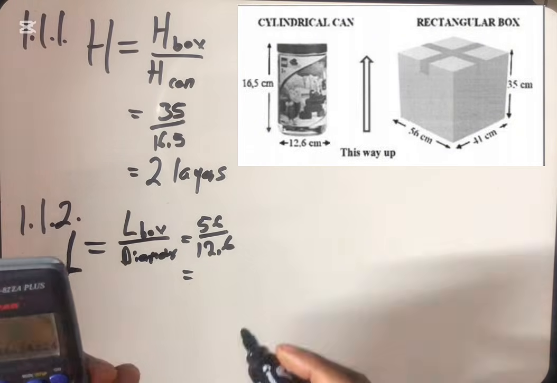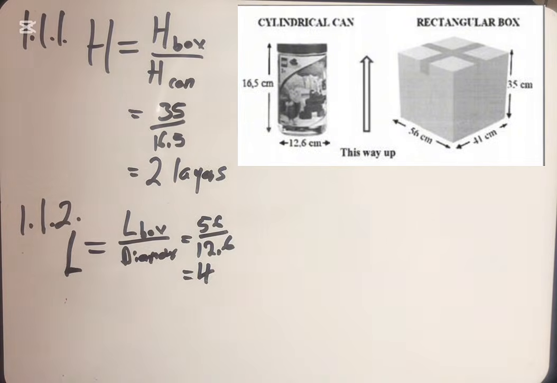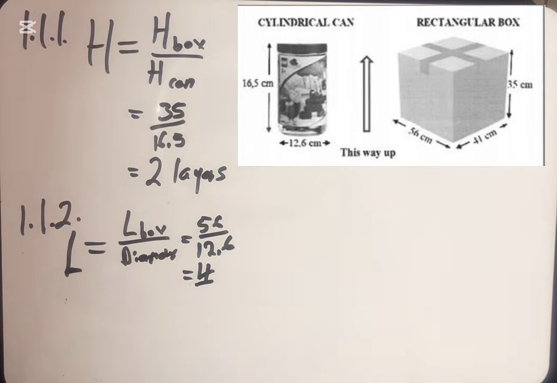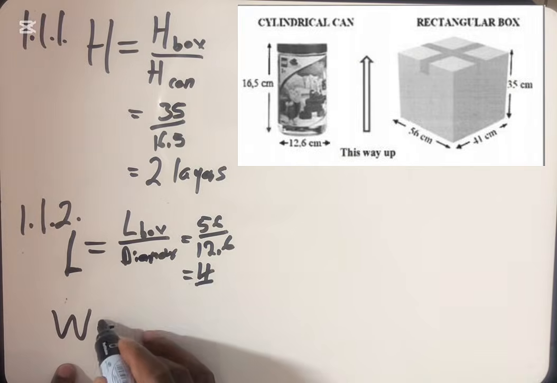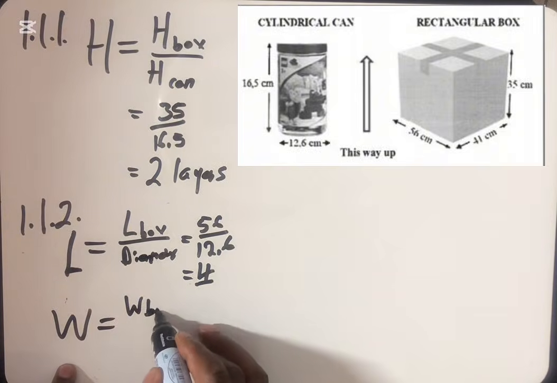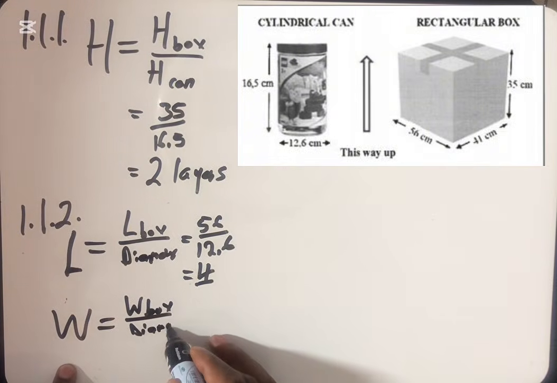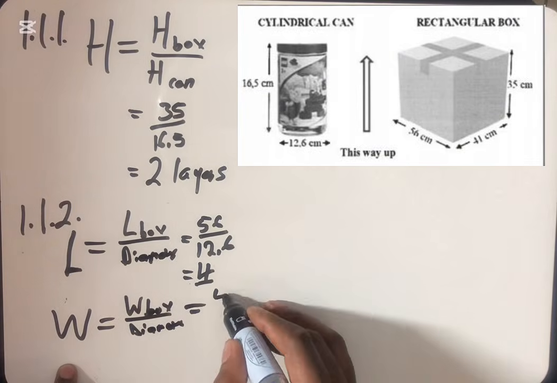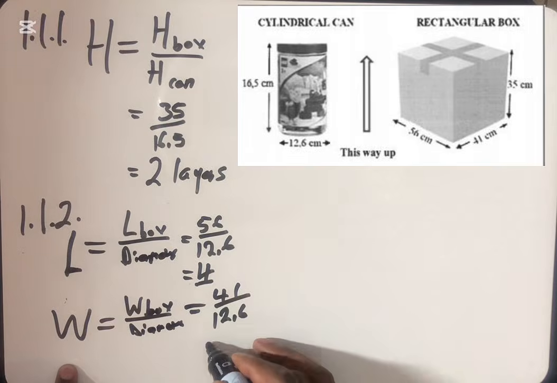Like I told you, we round it down. We don't care about numbers after the comma. Meaning that we are having 4 cans along the length. We do the same with the width. Width is equal to the width of a box divided by a diameter. The width of a box is given as 41. We're going to have 41 over diameter, which is 12.6 again.